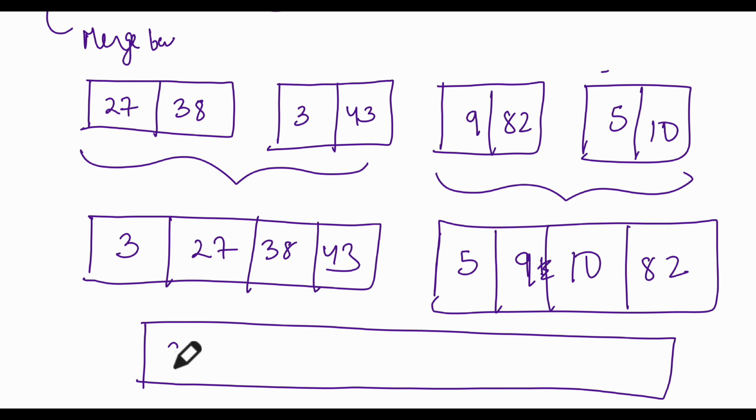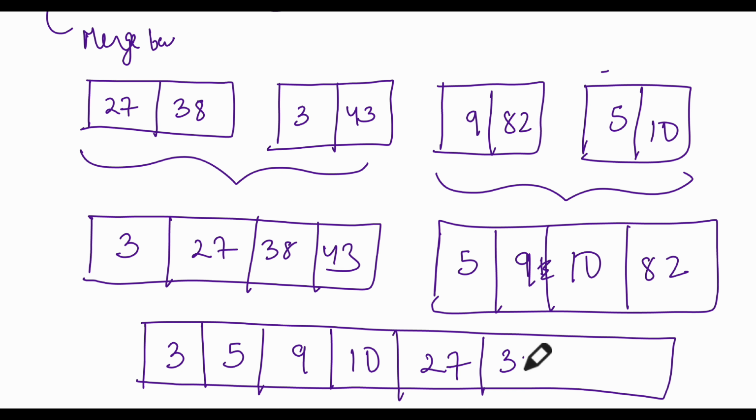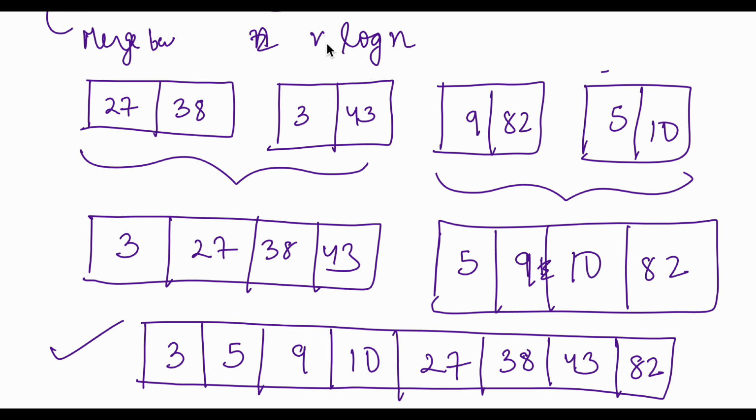It will be 3, 5, 9, 10, 27, 38, 43 and 82. So this is done. Remember, the first step is log n, the second step is n. That's why combining it becomes n log n.